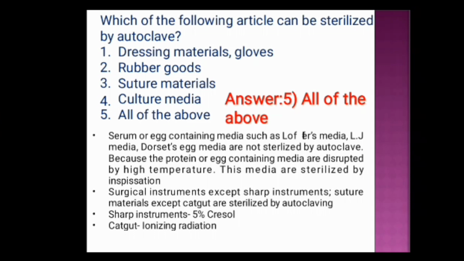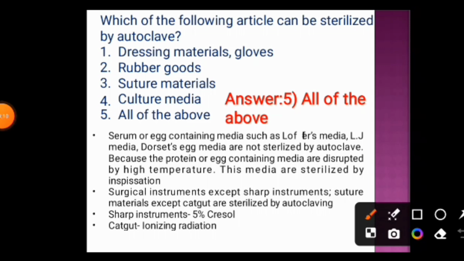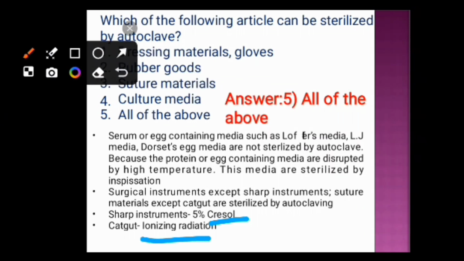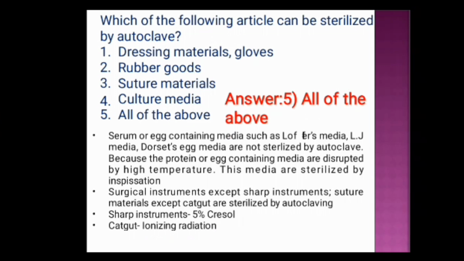Although surgical instruments are sterilized by autoclave, sharp instruments are not sterilized by autoclave. Sharp instruments are sterilized in 5% cresol. Suture materials are also sterilized in an autoclave, but catgut is not, because catgut is destroyed by the high temperature of the autoclave. That's why catgut is sterilized by ionizing radiation, which is also known as cold sterilization. This ionizing radiation is used to sterilize heat sensitive items.